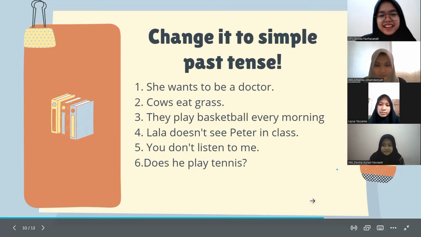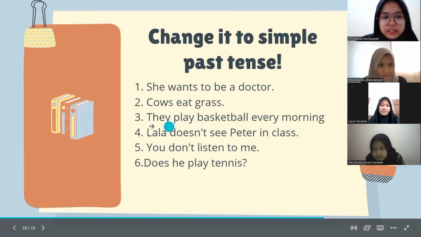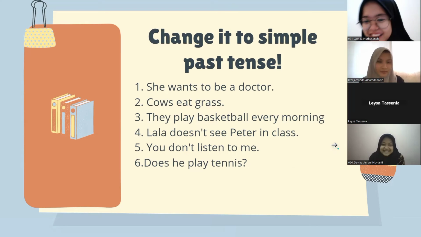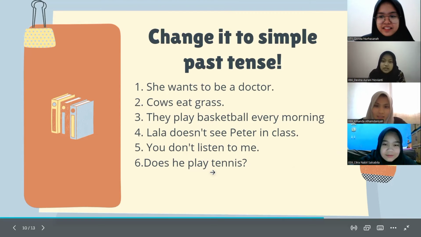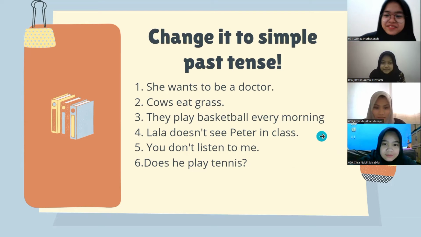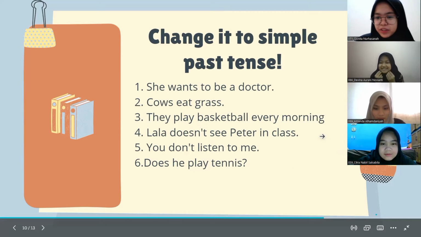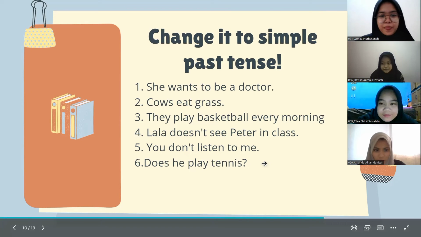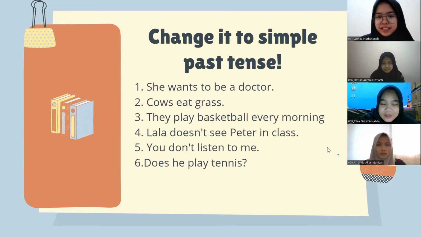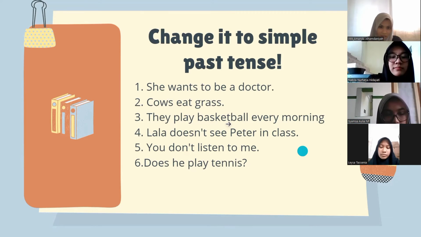Also, ada lagi yang mau coba? Buat nomor. Try, Miss? Alright, Devina, you'll be the first. Thank you, Miss. Number 3, they played basketball last night. That's correct. And then the last is Citra. You want to try? Yes, Miss, I want to try number 5. You didn't listen to me. Yes, that's correct. Congratulations, semuanya benar jawabnya.